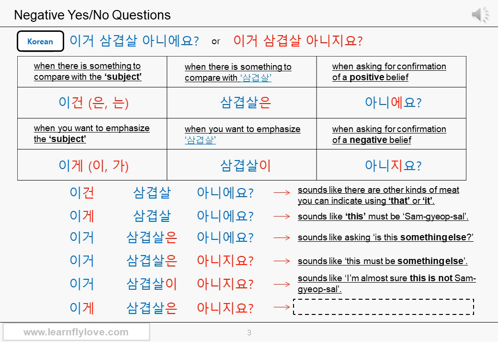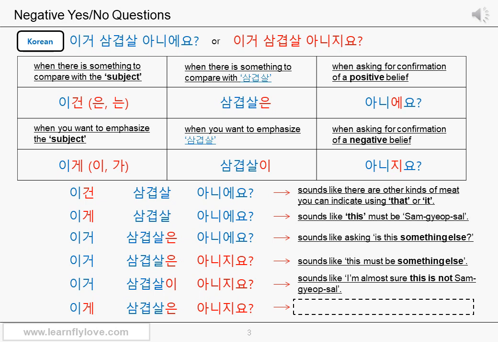Then let's get rid of the particle from the subject, this, 이거, and add the auxiliary particle, 은, 는, or the subject particle, 이, 가, to the complement, 삼겹살, and see how the nuance changes. Yes, of course you can add a particle to both the subject, this, and the complement, 삼겹살. But we don't have to make it too difficult. Let's just play with 삼겹살 this time.